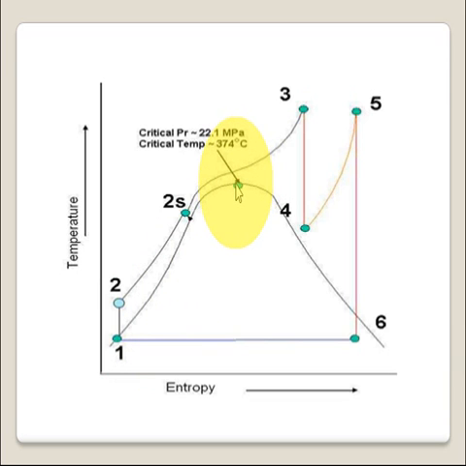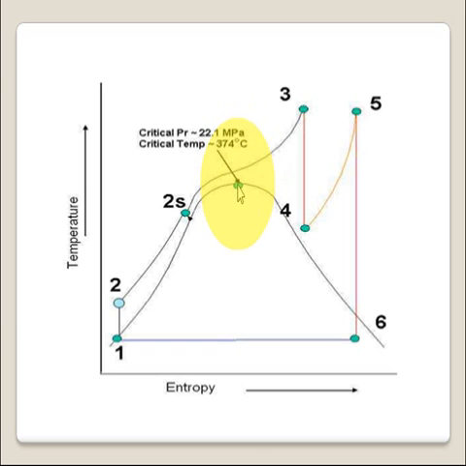And when the boiler is working at a pressure and temperature more than this critical point, then the boilers are called supercritical boilers. And when the boilers are working at a pressure and temperature below this point, then the boilers are called subcritical boilers.